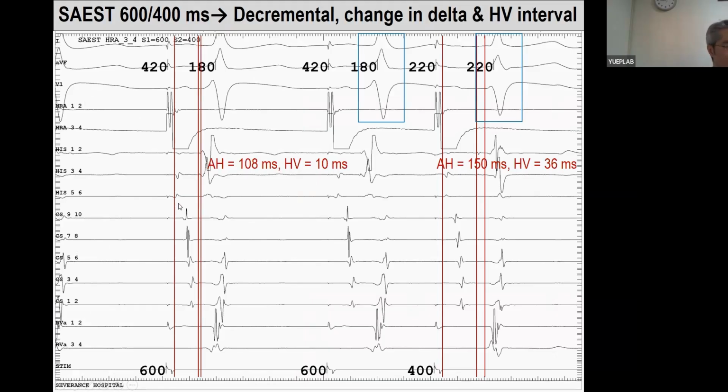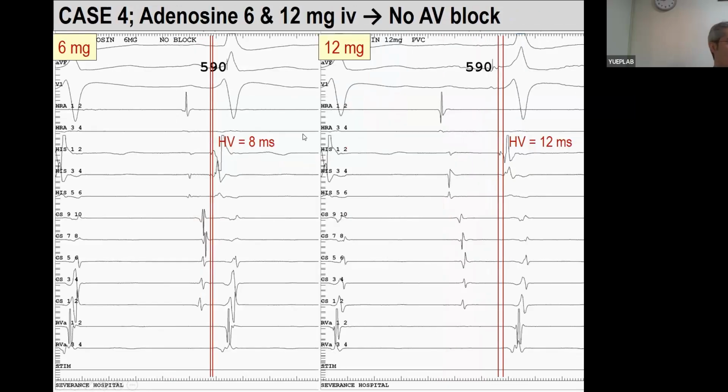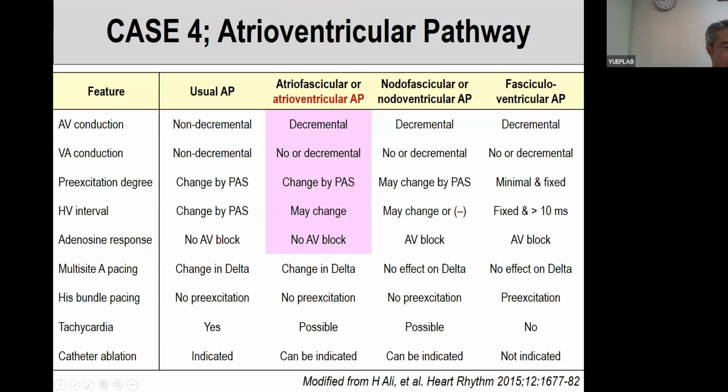We conduct A pacing. During A pacing, the delta wave is augmented. Let's compare with this one and this one. And the HEV interval is shorter during A pacing. We inject adenosine. However, just after adenosine injection, still no AV block, and we can still see the delta wave. So this patient has an atrioventricular accessory pathway.